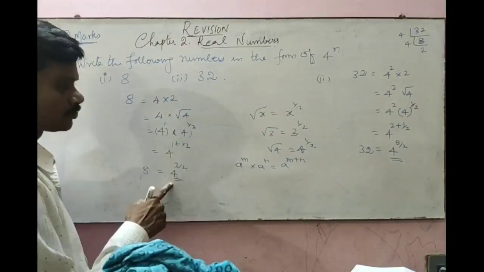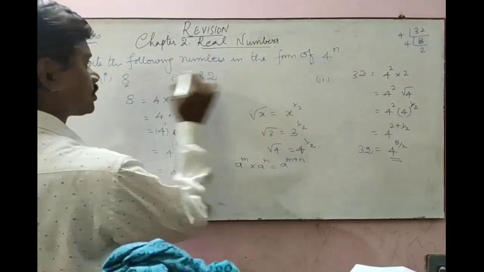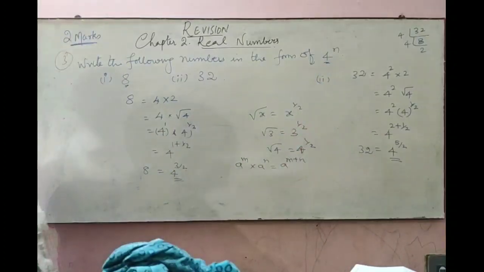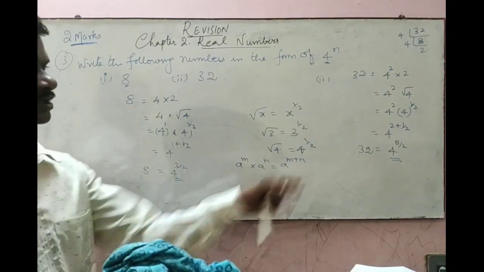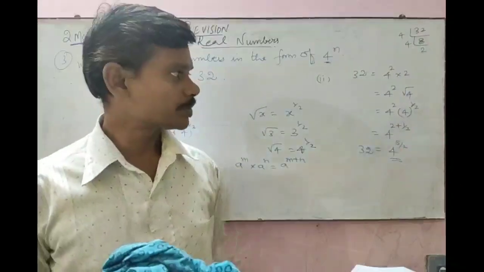8 can be written as 4 power 3 by 2. So whatever the base, whatever the number, you can bring it to the particular base, meaning we have to divide with that number and bring the power.